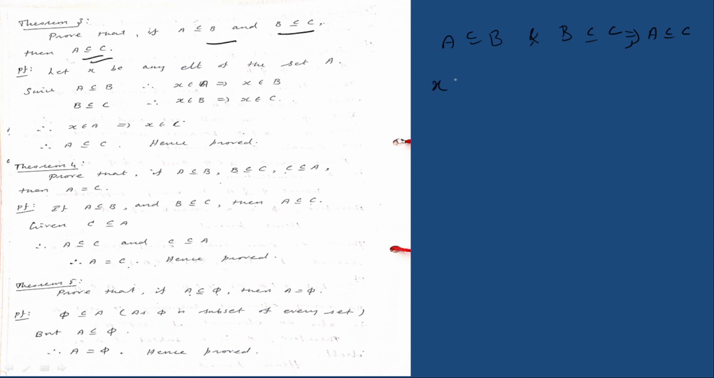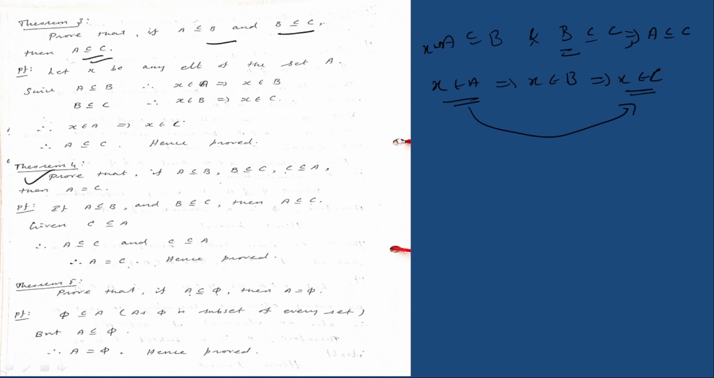Suppose x is an element in A. Since A is a subset of B, x is an element in B. And B is a subset of C, which means x is an element of C. Since every element x of A is an element of C, you can write A is a subset of C.